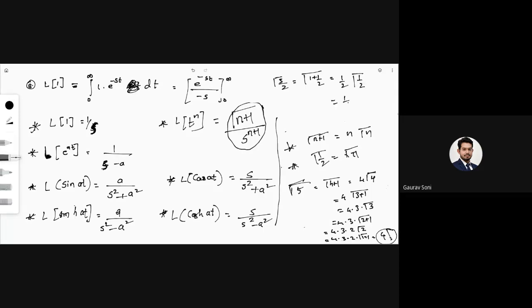But what is gamma of 1 by 2? Gamma of 1 by 2 is root pi. So the answer of gamma of 3 by 2 is root pi divided by 2.